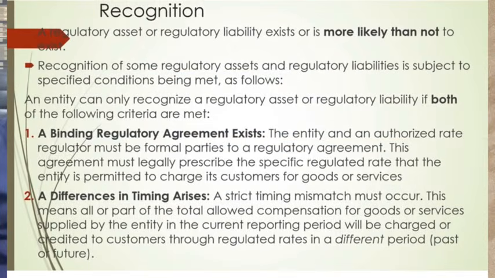Okay, let's move on to look at recognition criteria. How do you recognize? What should you recognize? So what are the recognition criteria? A regulatory asset or regulatory liability exists or is more likely than not to exist. Then you recognize. What do we mean by more likely than not? It means it has a higher probability of existing. Then you recognize that regulatory asset or that regulatory liability.